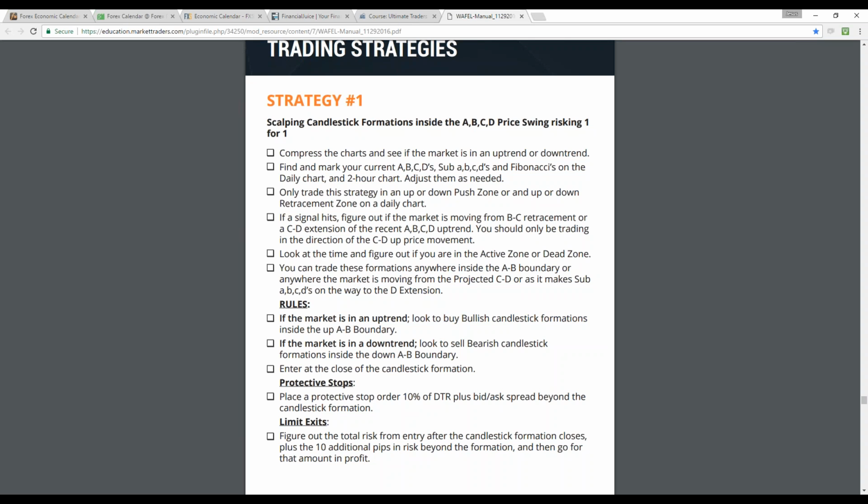Okay, now that we've talked about the entry and the stop, let's talk about the limit. If we go back to the title of the strategy, it says trading candlestick formations inside the ABCD price swing, risking 1 to 1, which means that if I'm risking 50 pips, I'm going after 50 pips. If I'm risking 70, I'm going after 70. Now, how do I determine my risk? My risk will be the distance in pips that exists from my entry to my stop. So once I determine that amount of pips, I know how much I'm going after.